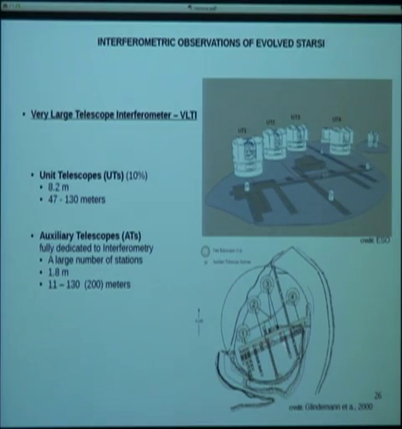You can see here how many small dots there are, and the small telescopes are also movable. The big telescopes are fixed, the small telescopes are movable, so it's possible to have different configurations, so different lengths of the baselines and different position angles. The small telescopes are 1.8 meters, and the distances are between 11 meters and up to 200 meters, but I think the 200 meters is not active these days.